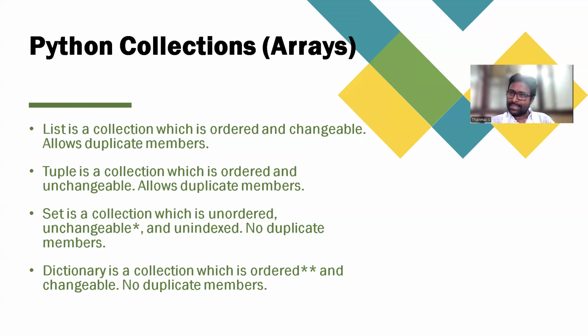In case of a list, all the elements are in a particular order, so a list is called an ordered collection.